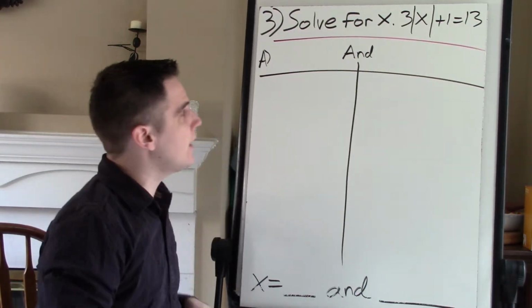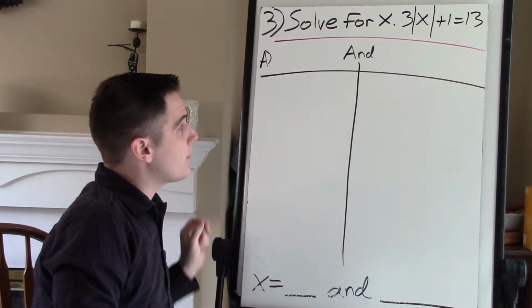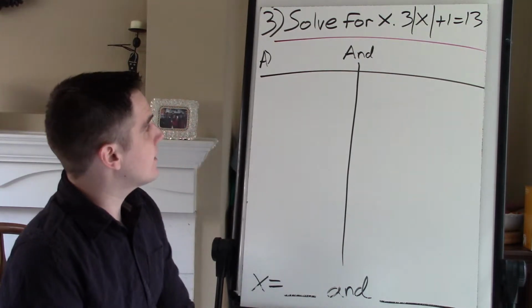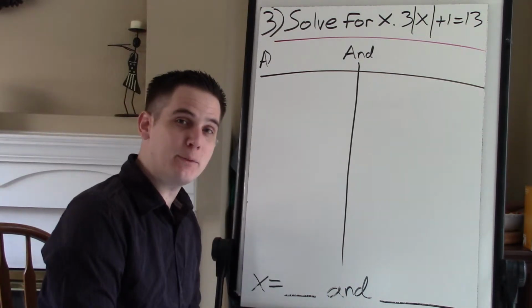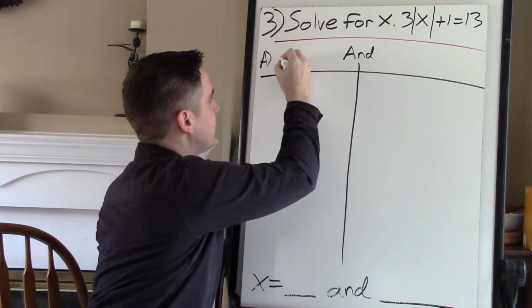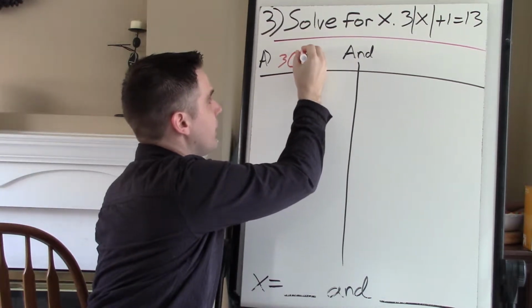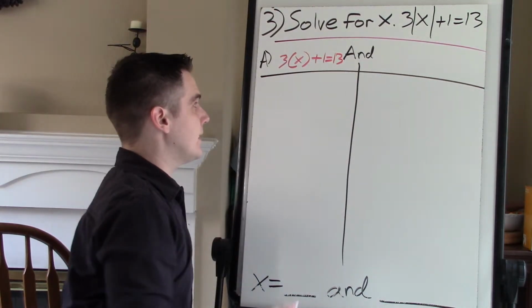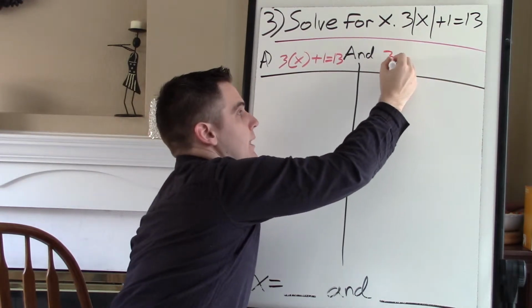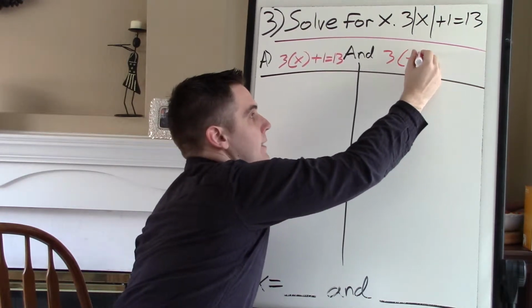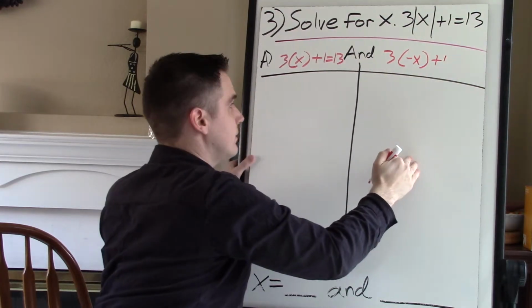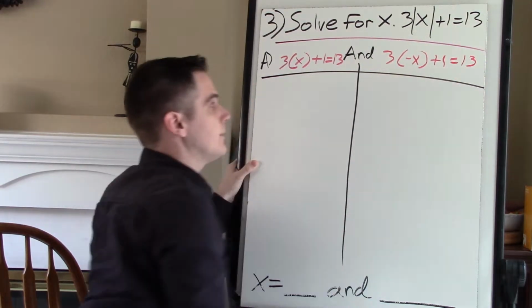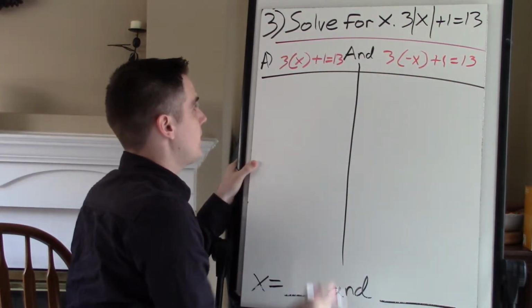Question number 3. Solve for x. 3 times the absolute value of x plus 1 equals 13. Alright, so this one's actually not that different from the last one, so let's get into it. First, we do it as if there were no bars at all, but we still treat them like parentheses. And our second equation, 3 times negative x plus 1 equals 13. Again, don't change anything outside the bars.